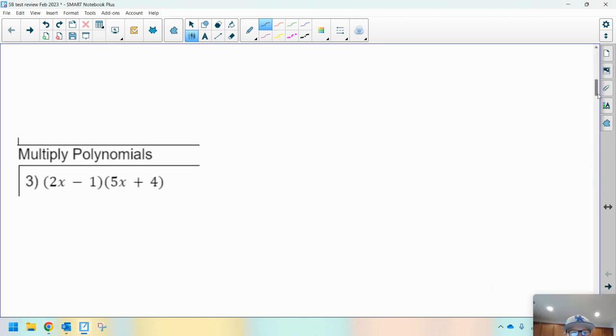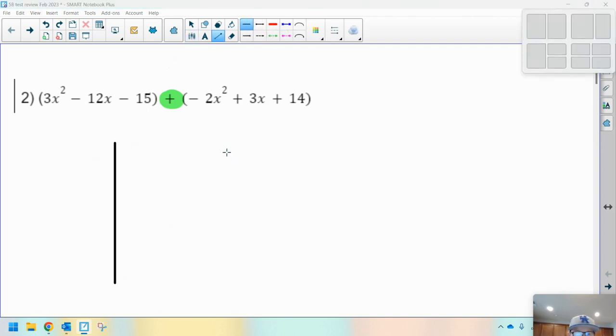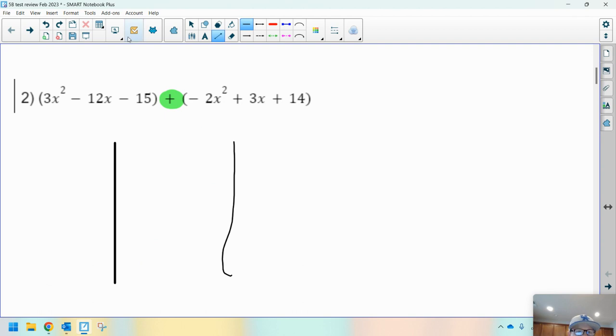Let's go down to number 2. Number 2 is actually a little easier. It's the same exact thing, but it's a plus in the middle. In this case, we do the same thing with the columns. We have the columns for the x squared. We have the columns for the x's. And then we have the columns just for the regular old numbers. And we're going to line up the like terms.